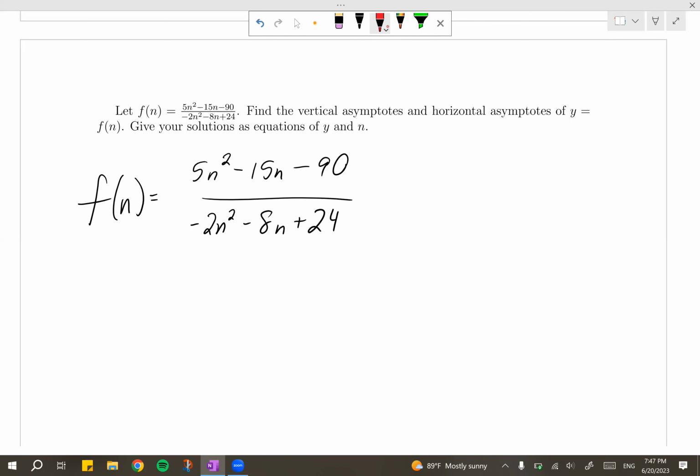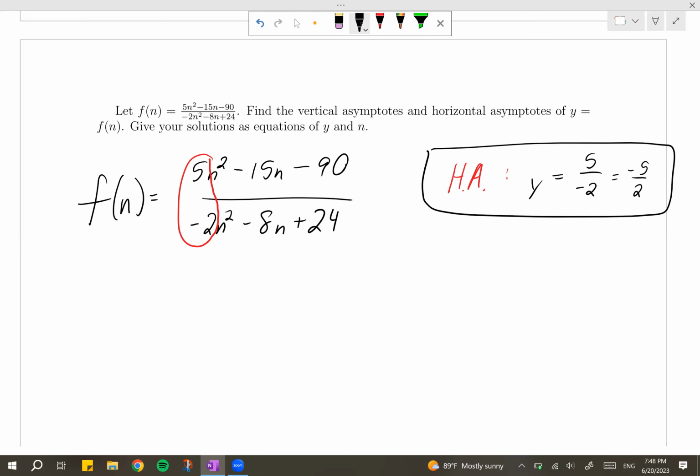All right. The first thing I'm going to get is my horizontal asymptote. Now, I see that my numerator has n squared, and that's the highest degree that I have. That's the highest exponent number that I have. So to get my horizontal asymptote, I'm going to look at the fraction that the coefficients make. So my horizontal asymptote is y equal to 5 over negative 2. I'm going to write this as negative 5 over positive 2 just because it'll look a little prettier.